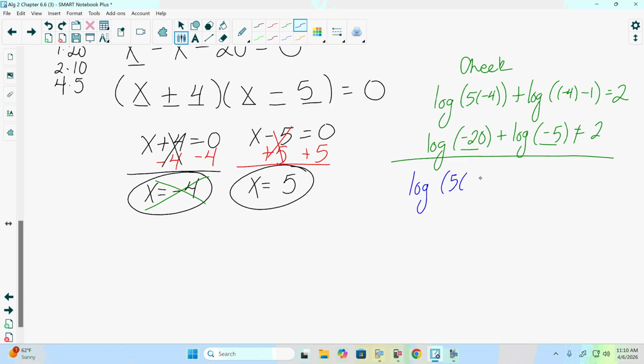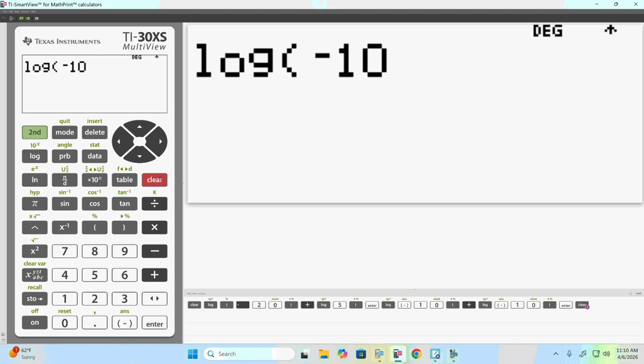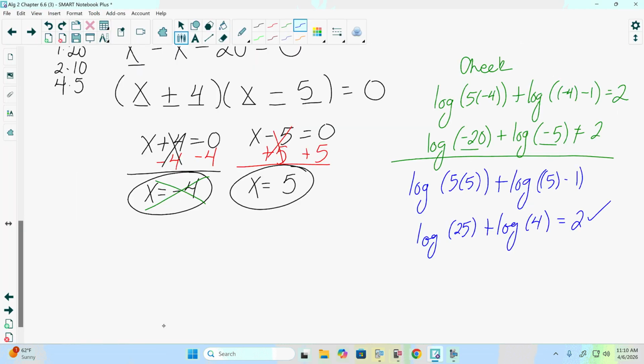Log of 5 times 5 plus log of 5 minus 1. We'd have log of 25 plus log of 4. It does indeed equal 2. So it is our solution. Questions on this here?